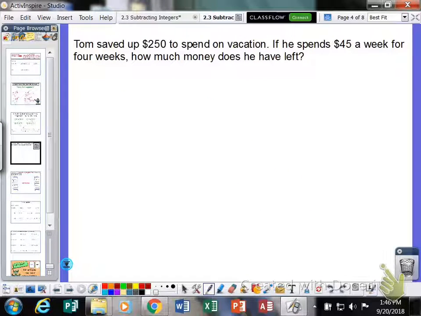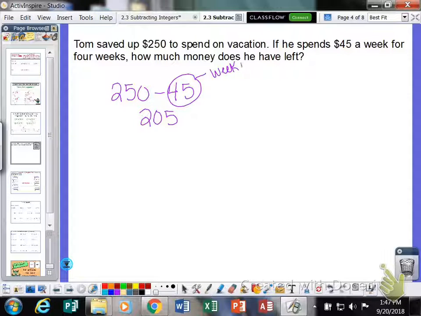All right, Tom saved up $250 to spend on vacation. If he spends $45 a week for 4 weeks, how much money does he have left? So he starts with $250. He's going to spend $45 a week for 4 weeks. So minus 45. You would subtract that and you would get 205. So that's week 1. So this would count as week 1.